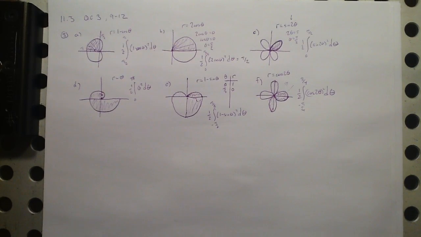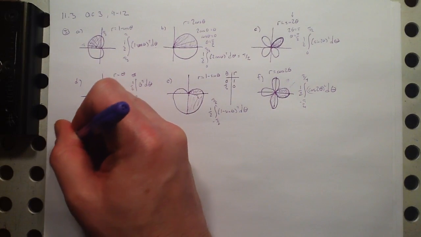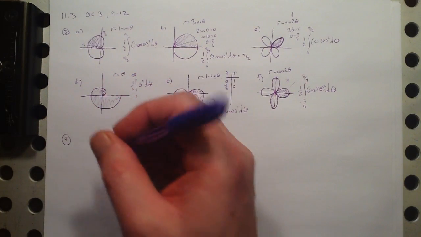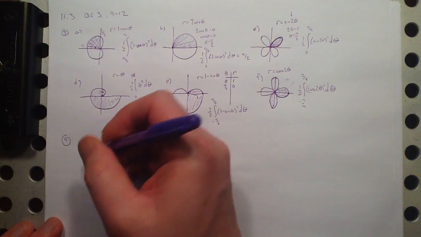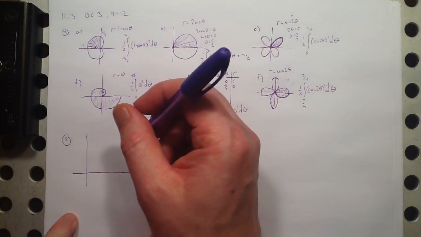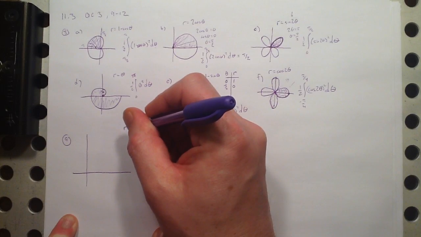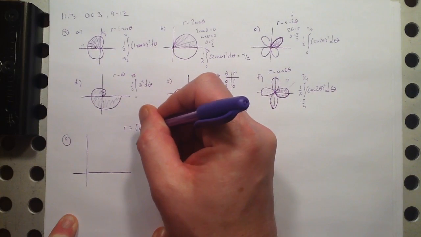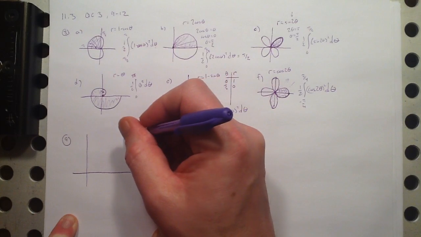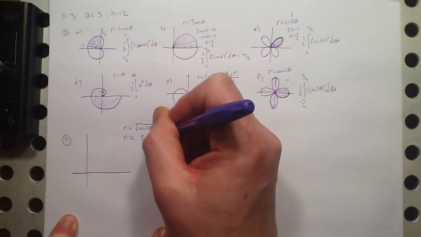So those are a few examples with just one polar curve. And the next problems, 9 through 12, we've got 2 curves together. So now these are the ones where we're going to have 2 different curves to deal with. First one, I've got 2 curves. r equals the square root of the cosine of 2 theta, and I've got r equals 2 cosine of theta.